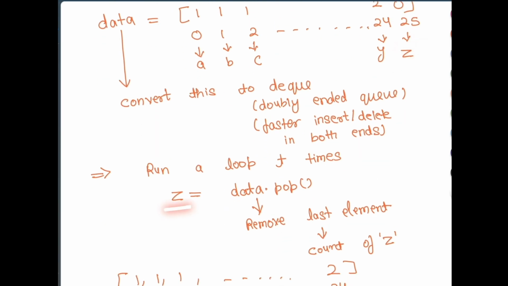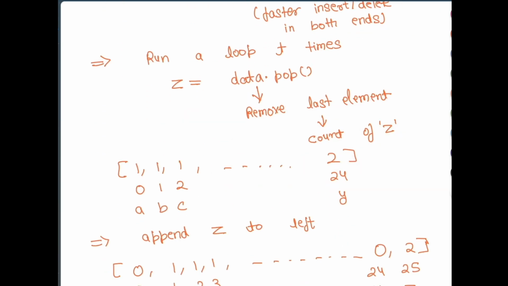So let us say Z is equal to data.pop, which is going to remove the last element, which is the count of Z in your string. Now your array will look something like this. It will have 1, 1, 1 up to 2. This is index number 24, which is representing Y. Index number 25, which was representing Z, is gone, right?